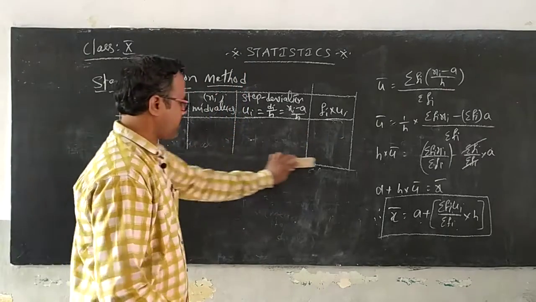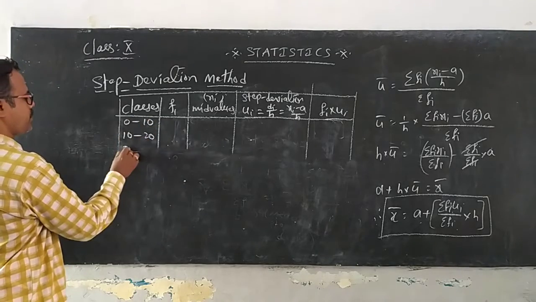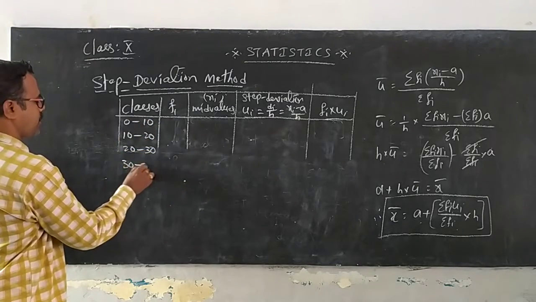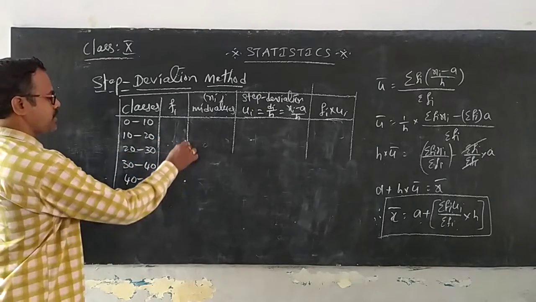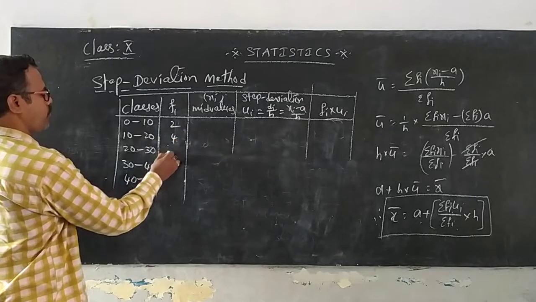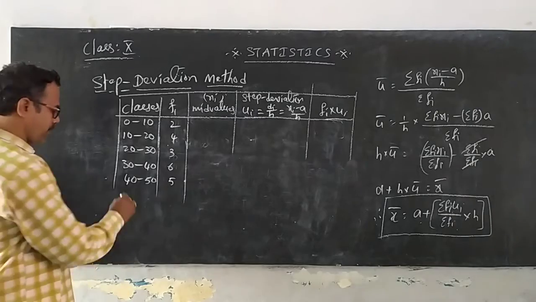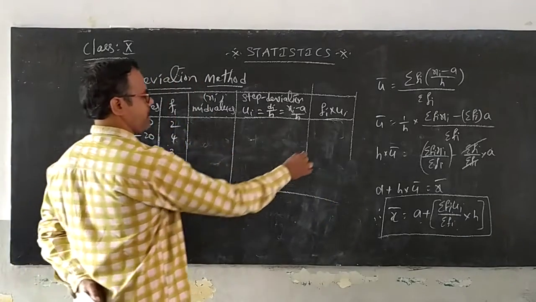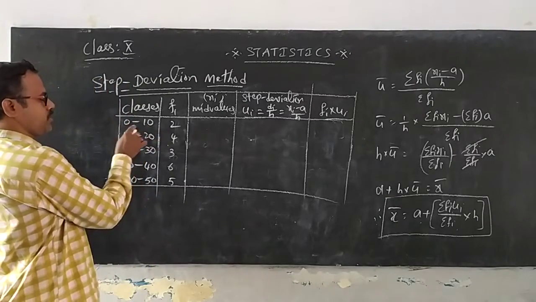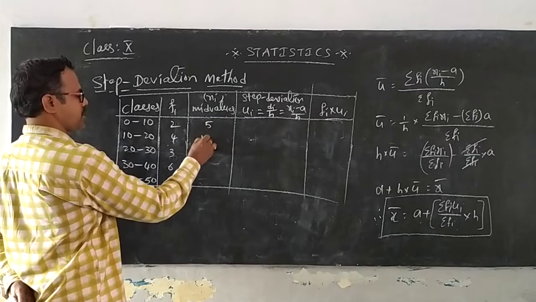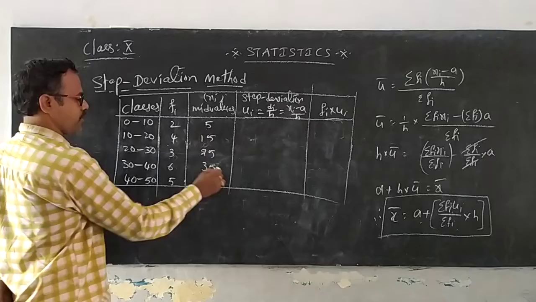Suppose the observations are taken in this manner: 0 to 10, 10 to 20, 20 to 30, 30 to 40 and 40 to 50 classes, and the frequencies are 2, 4, 3, 6 and 5. Right, Nana? Now can you tell me the mid values? Yes, very good. LL plus UL by 2. 0 plus 10 by 2 is nothing but 5. Next, 15. Very good. 25, 35 and 45.